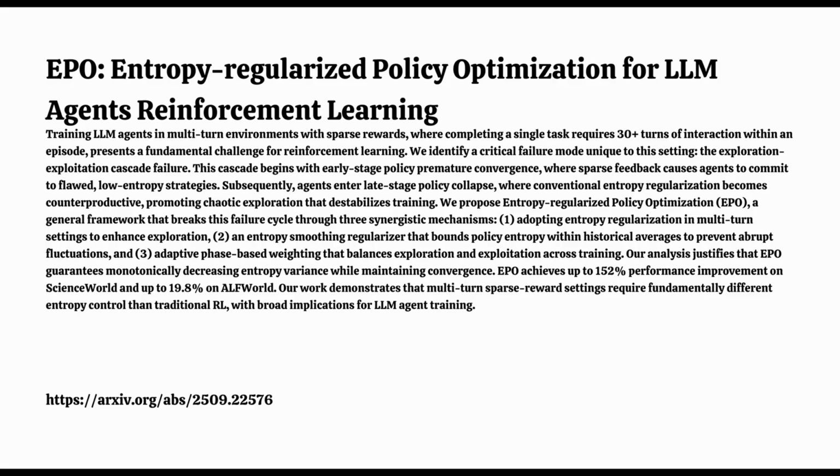Okay, so if we pull this all together, the main message is that these long-horizon, multi-turn tasks with sparse rewards, especially for LLM agents, present this unique cascade failure problem. And standard RL entropy methods aren't equipped for it because they lack temporal awareness. Right. They don't manage exploration effectively across the whole sequence. And EPO addresses this head-on with its trajectory-aware calculation, the smoothing regularizer, and that adaptive weighting across training phases. Correct. It brings stability by understanding the temporal dynamics of the problem.